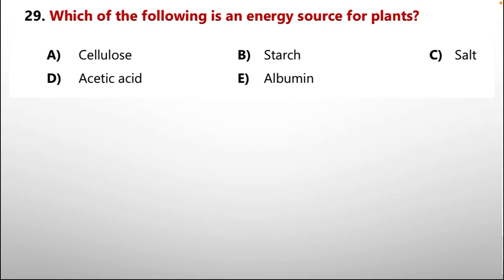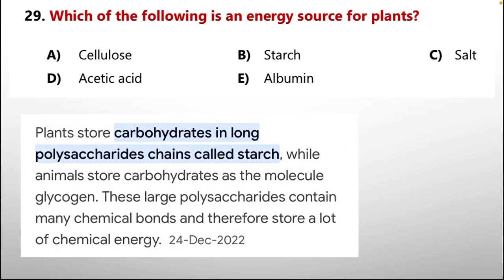Question number 29. Which of the following is an energy source for plants? A, cellulose; B, starch; C, salt; D, acetic acid; E, albumin. Plants store carbohydrates in long polysaccharide chains called starch, while animals store carbohydrates as the molecule glycogen. The large polysaccharides contain many chemical bonds and therefore store a lot of chemical energy. According to that explanation, option B, starch, is correct.